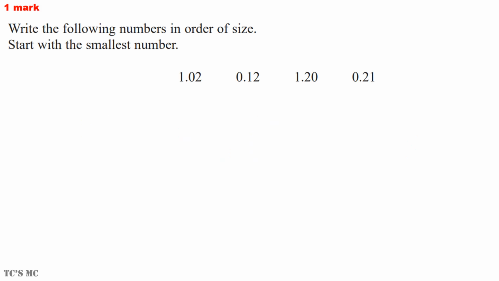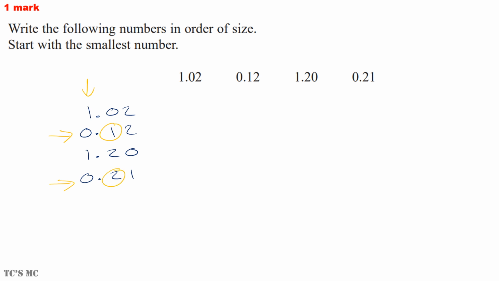Write the following numbers in order of size. Start with the smallest number. For this question, I'm going to rewrite the numbers, but this time make sure that the place values line up. The easiest way to do this is to make sure the decimal point lines up. The first place value that we start with to order is the units, which is over here. The smallest unit is 0, so we need to start with these two numbers. Then we need to focus on the next place value, which is this one and this 2.